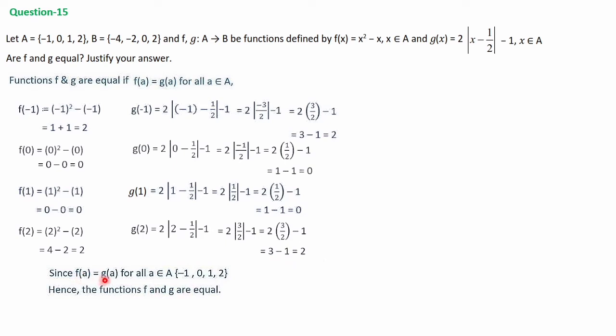Since f of a is equal to g of a for all a element of A, minus 1, 0, 1, 2, when you consider this set, we are getting f of a is equal to g of a. Therefore the functions f and g are equal.